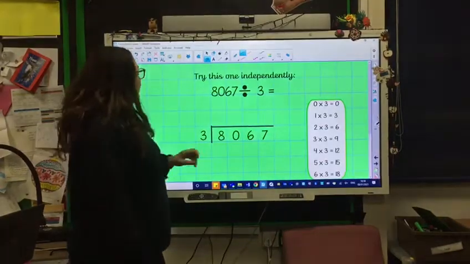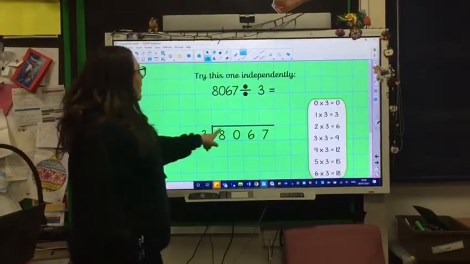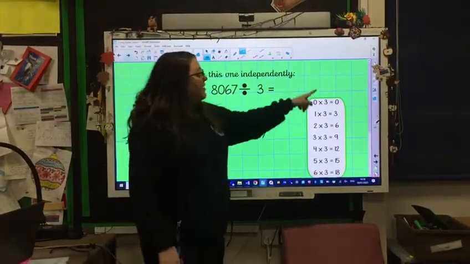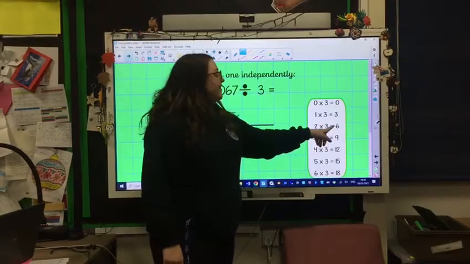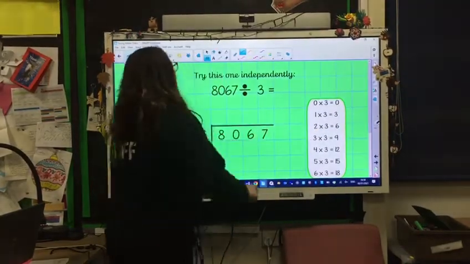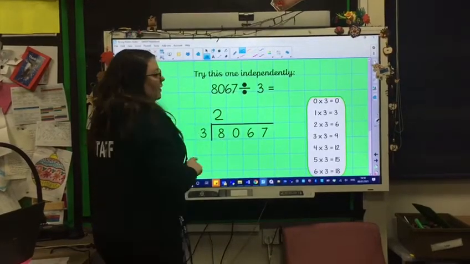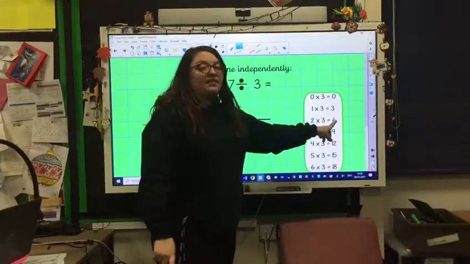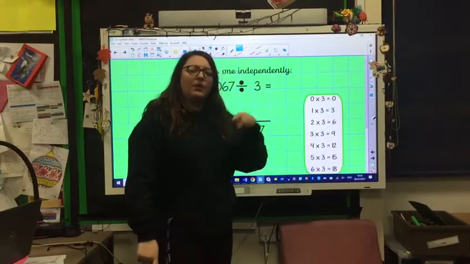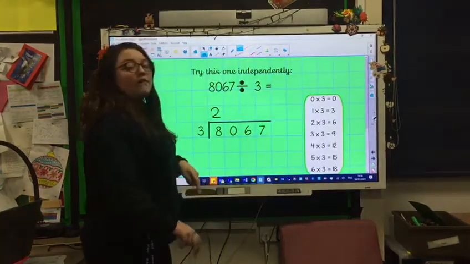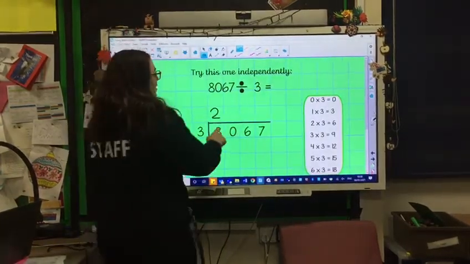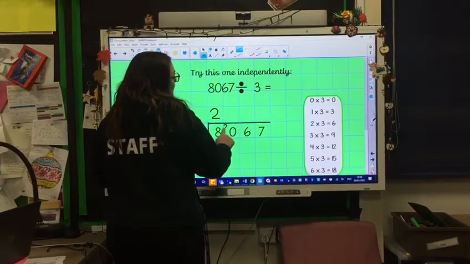Okay, let's give it a go. So, how many 3's go into 8? The closest we can get to it without going over it is 6. So we write a 2 above. If the closest I could get to it was 6, think about how many you'd have to count on to get to 8. Hopefully you should be able to tell me the answer is 2. So that's how many I would carry over.